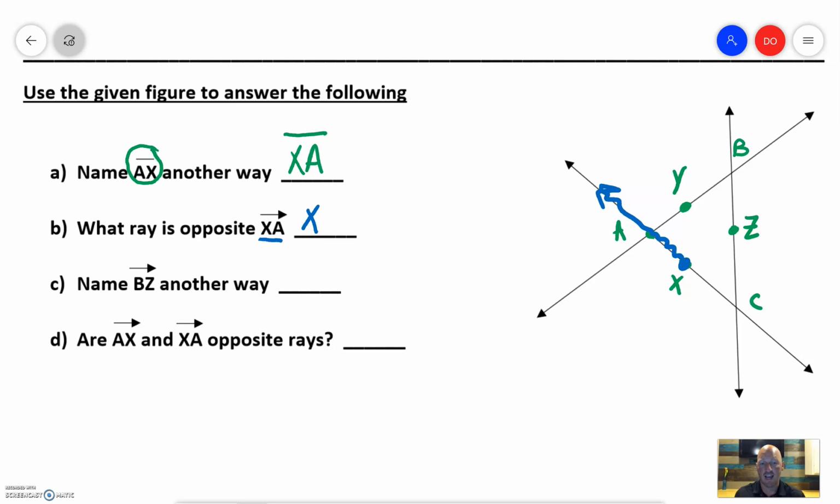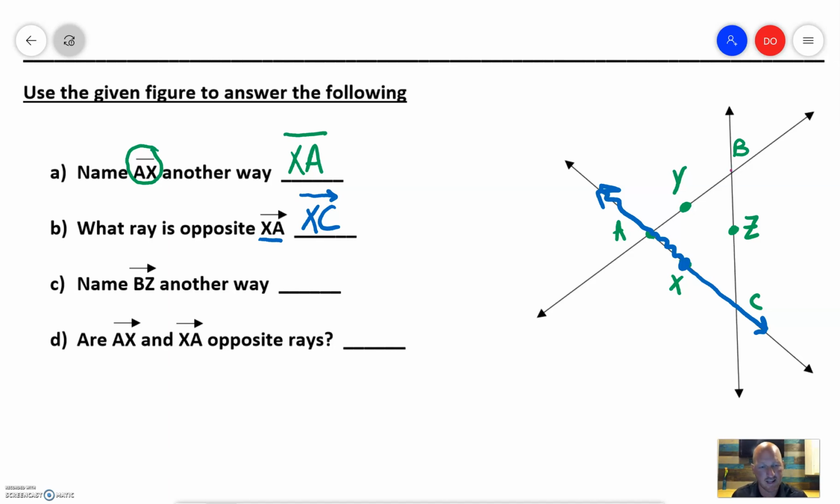Now I have to travel in the opposite direction as ray XA, and I also have to create a full line, which would mean I would start at X and I would travel through C. So the ray opposite XA would be ray XC. Remember to write the ray symbol over top. Part C, now we have name ray BZ another way.